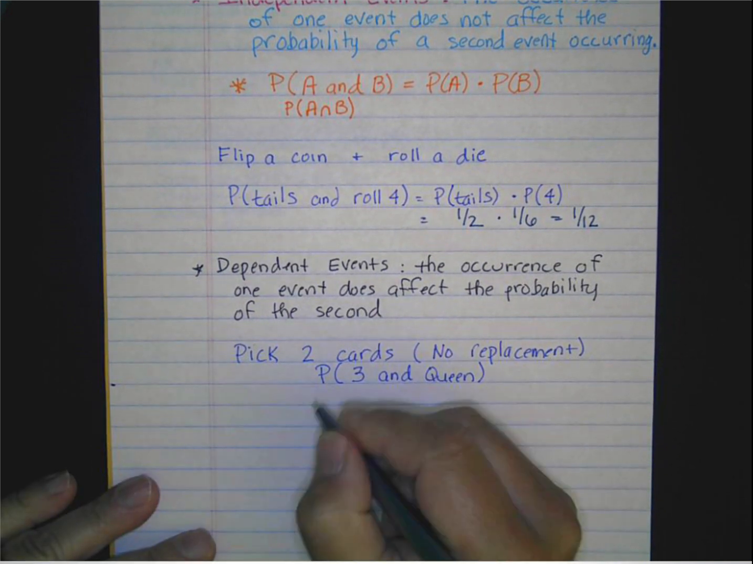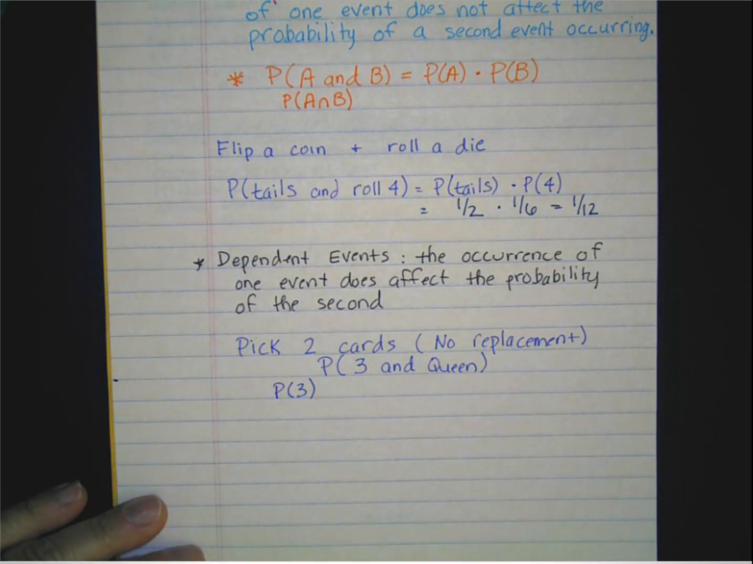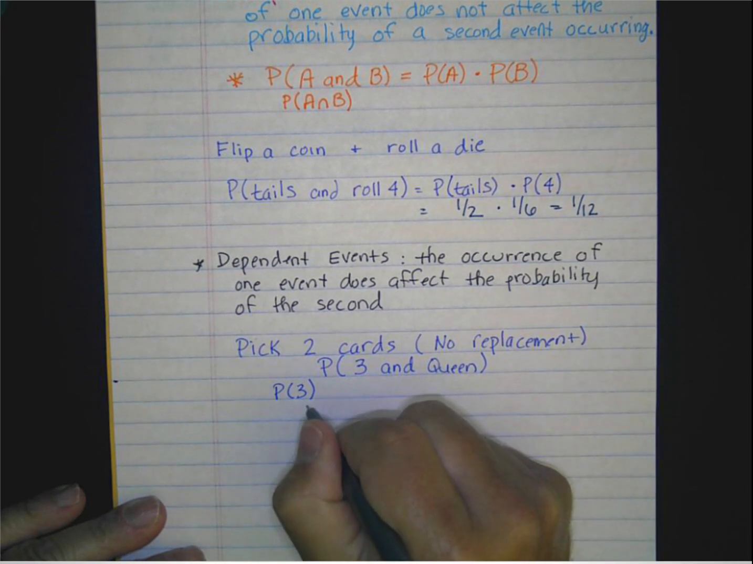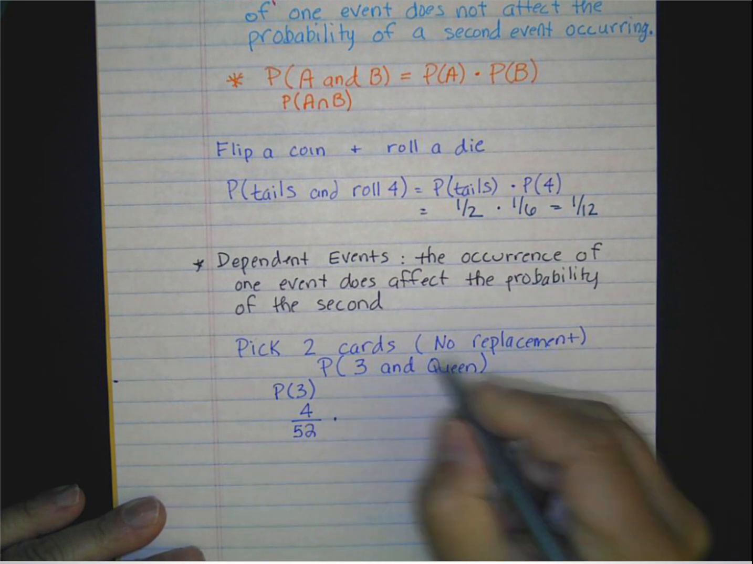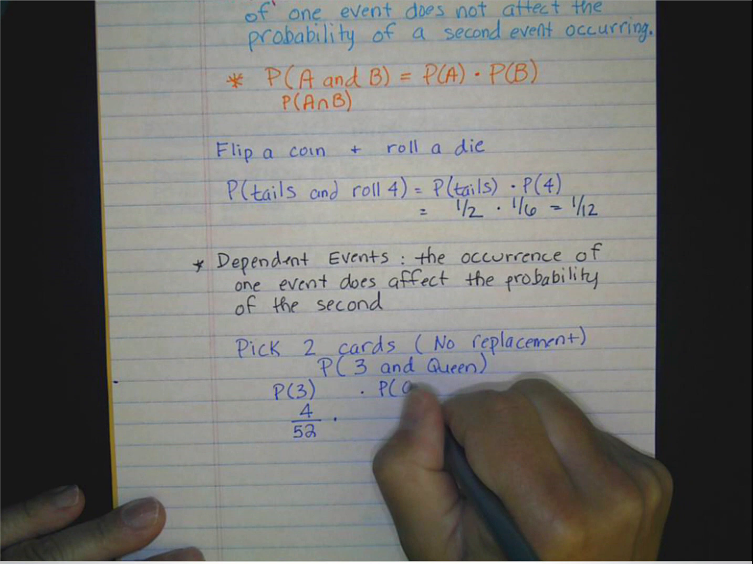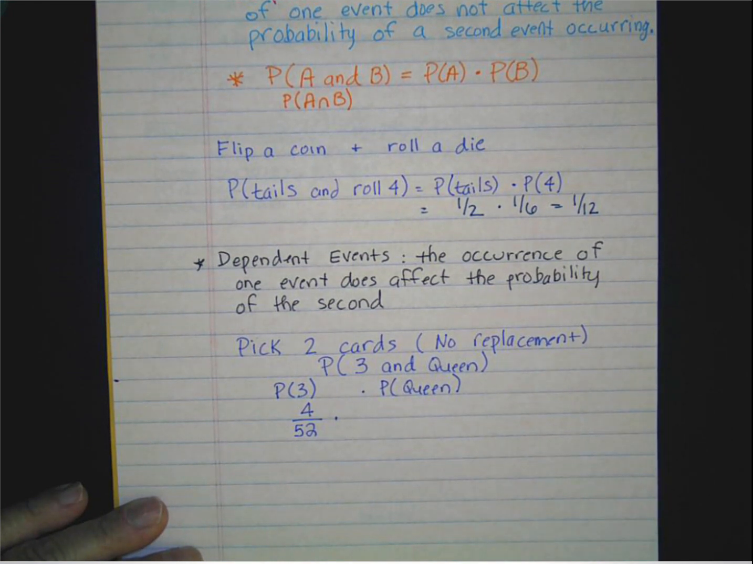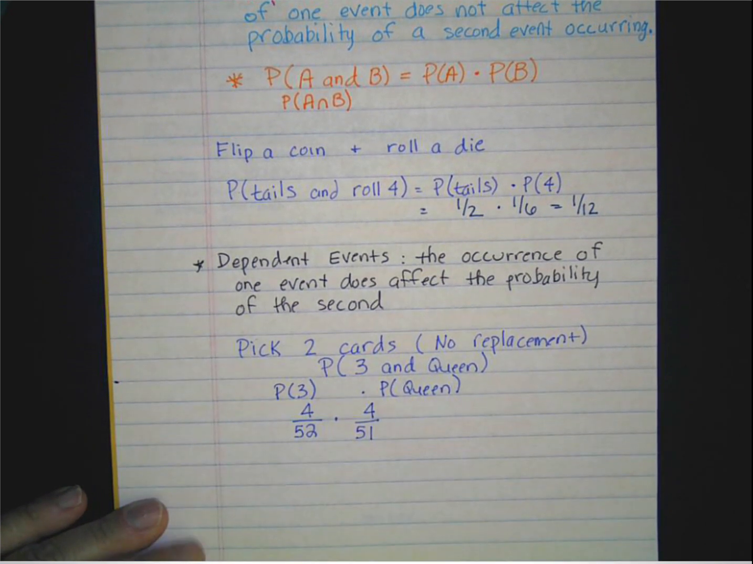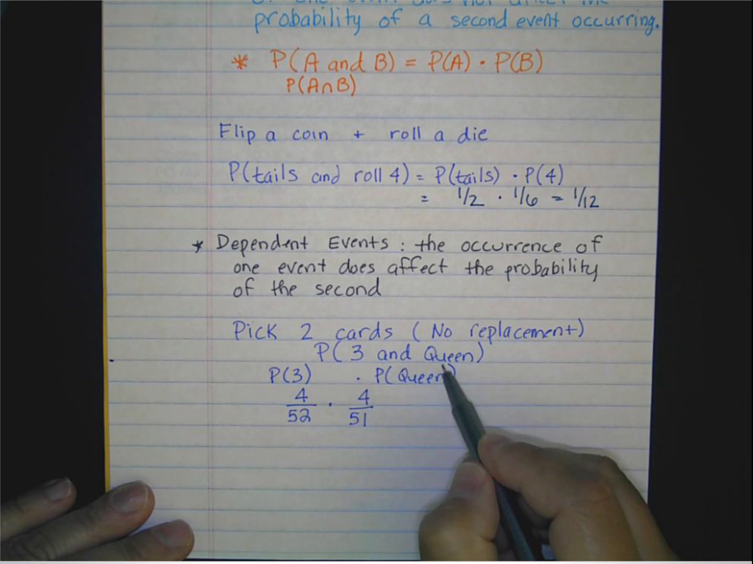The probability that I draw a 3: there's 52 cards, and there's 4 3s. I only want one of them, but there's 4 of them, and there's a total of 52. Then I'm going to multiply that by the probability that I will draw that queen. Now, there's no longer 52 cards. I pulled a card out of there. That's why this affects it. It's dependent. There's still 4 queens, but now there's only 51 cards. That's the difference in those two things. Pulling that card out affects the next probability.